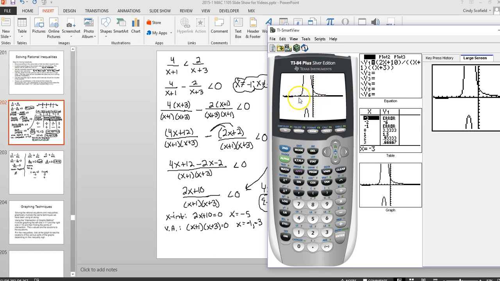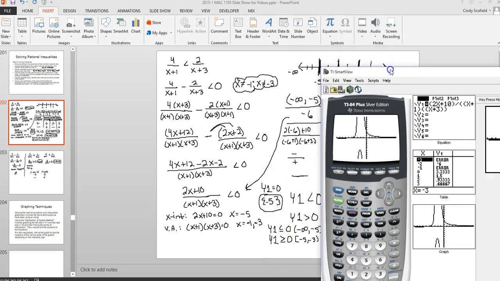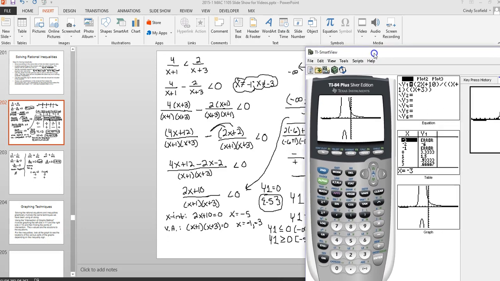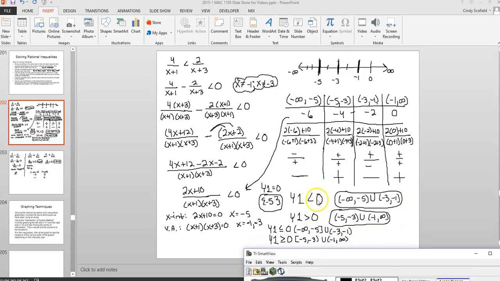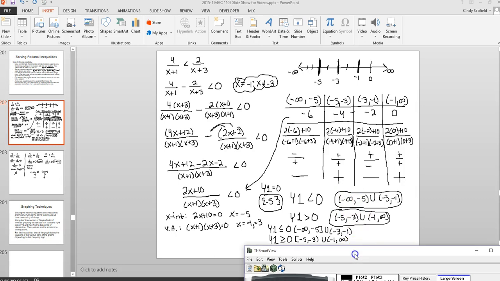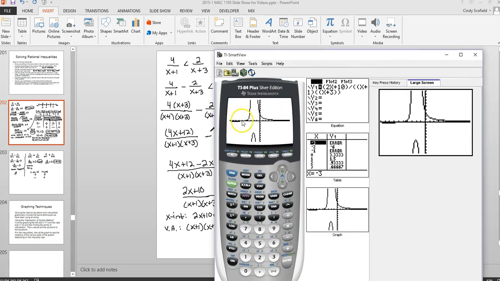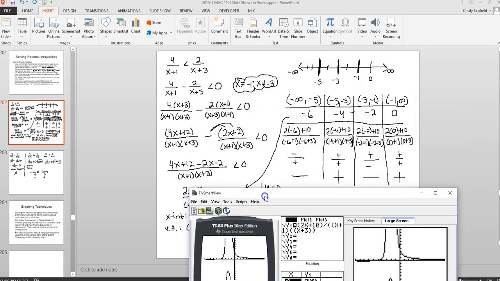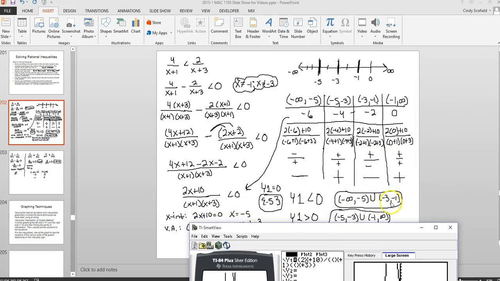And in the graph, what we're seeing is that the graph is below the x-axis from way out here at -infinity until the graph crosses the x-axis at -5. So for the less than 0, from -infinity to -5, the graph's below the x-axis. Then the graph's above the x-axis from -5 until you get to your vertical asymptote at -3. And it's below the x-axis between the vertical asymptotes of -3 and -1. So the less than 0 includes -3 to -1.